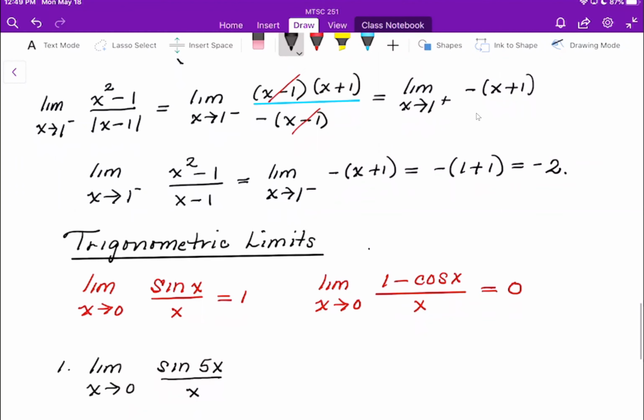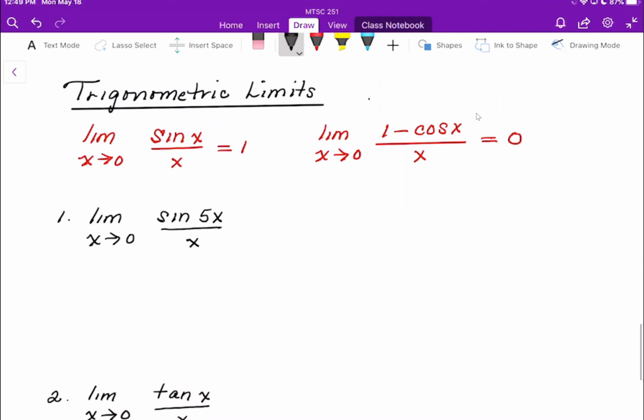All right, let's look at some trigonometric limits. We want to first take into account the fact that we know that the limit as x approaches 0 of the sine of x over x is equal to 1, and the limit as x approaches 0 of 1 minus cosine of x over x is equal to 0. So we want to use those in our limit.